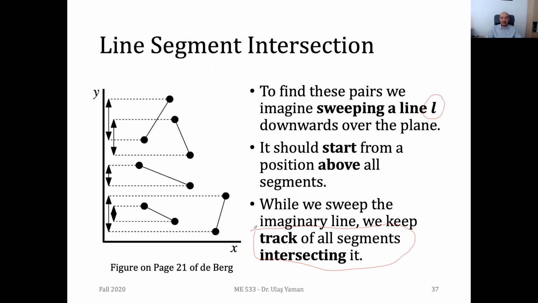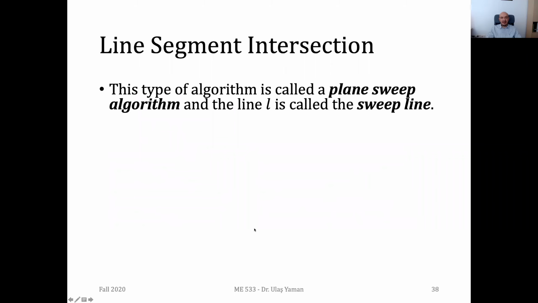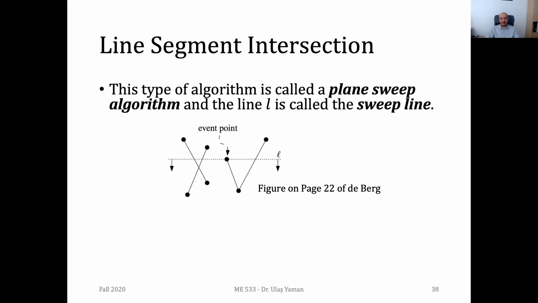And once you have that information, then you may further do some calculations and try to determine if you have any intersecting lines or not. This type of algorithm is called a plane sweep algorithm in computational geometry. And this line we are working on is called the sweep line. This is actually drawn here, as you see. We have 4 line segments. This is our imaginary line, the sweep line.